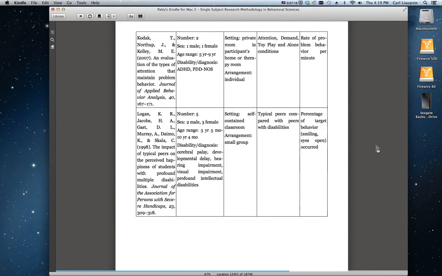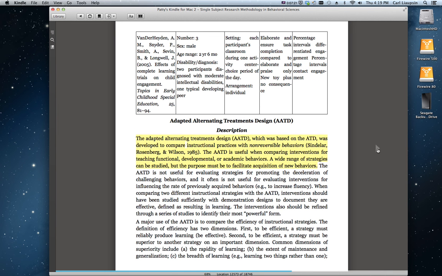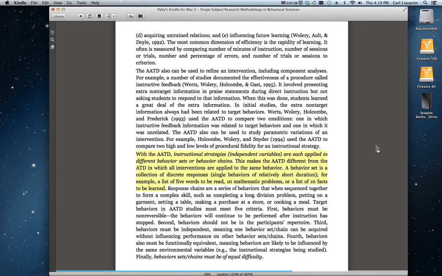So let's look at just one of the designs for non-reversible behaviors. The adapted alternating treatments design. And I don't know why they called it this, but they did. I find that to be a little confusing. So the adapted alternating treatments design, it's not even really an alternating treatments design. It is in a way. You know what it is?